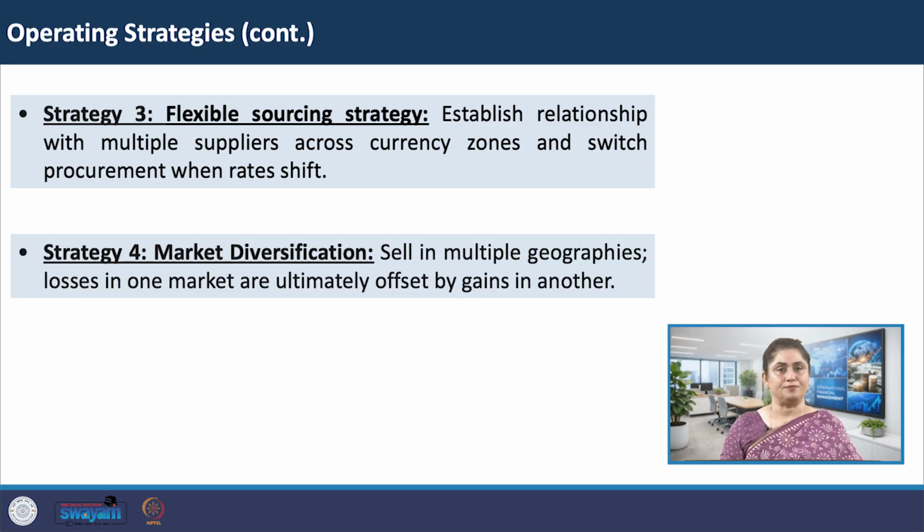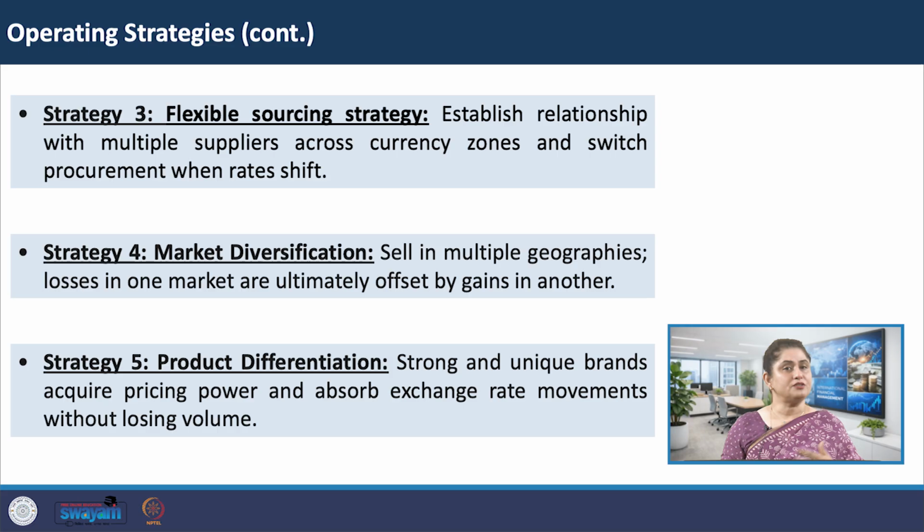Now strategy 4, that is market diversification. In this, you sell in multiple geographies with different currencies. This creates what we call a natural portfolio of currency exposure. Just as diversifying an investment portfolio reduces concentration risk, selling to customers in the USA, Europe, Japan, and the Middle East means that no single currency movement can devastate your total revenues. Losses in one market are offset, partially, not perfectly, by stability or gains in another.